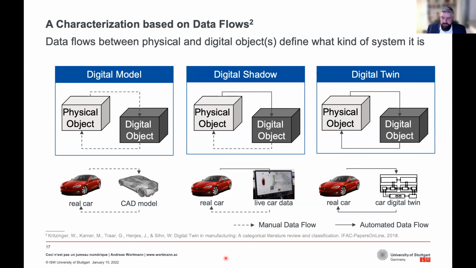In this definition, there are a couple of hidden problems, I would say. For instance, these data flows do not talk about liveness. So is it okay for a digital shadow if this update here from the physical object to the digital object happens once in a blue moon? Or do we have hard real-time constraints on that? Or do we just not care when we talk about digital shadows or digital twins?